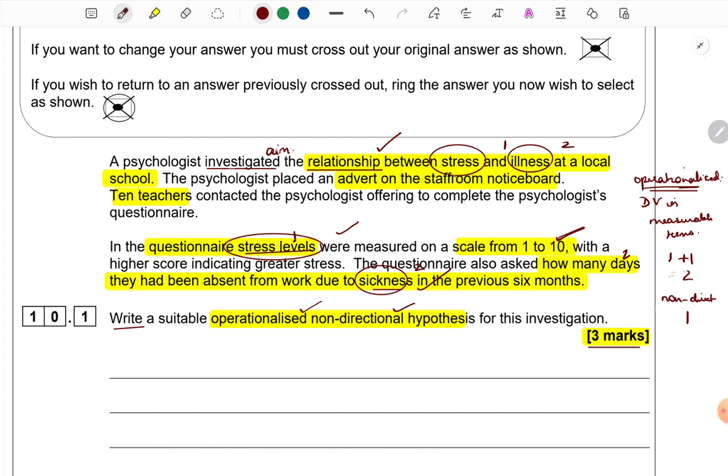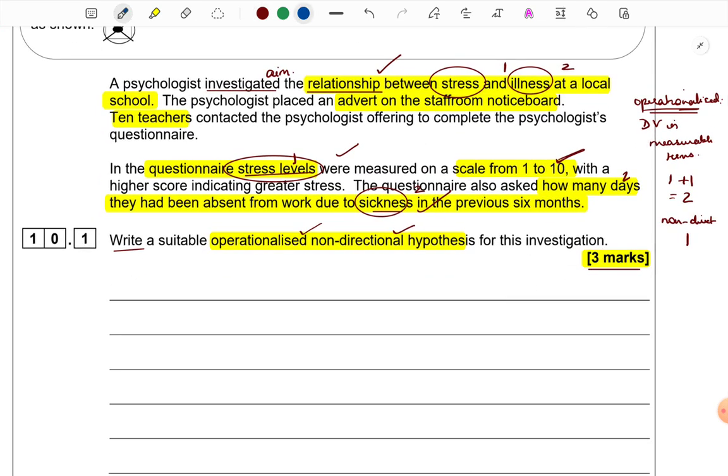Coming to the non-directional part, when it is a correlational study, directional hypothesis means we specify the type of correlation that we expect, and non-directional hypothesis means that we do not specify which type of correlation we expect. So we state that there is a correlation. We do not say that there is no correlation, that would be a null hypothesis. So we state that there is a correlation, only we do not specify whether it is positive or it is negative. So keeping all these things in mind, now I'm going to write the hypothesis.